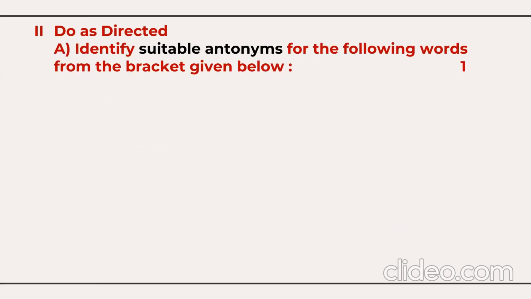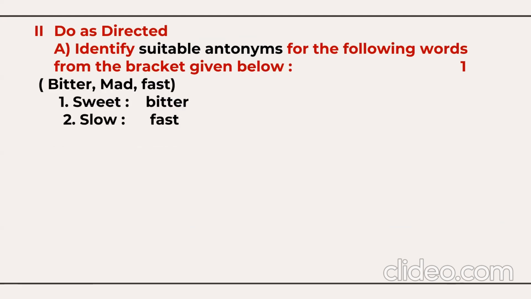Second question is here, do as directed. So you have some instructions, and based on the instructions, answer the questions. Number 1, you need to identify the suitable antonyms from the words in the bracket given below. Antonym means to say the opposite meaning. So in the bracket, you have here bitter, mad, or fast. So you need to find out what is the opposite of sweet. From this option, the opposite of sweet is bitter. The opposite of slow is fast. So here you are getting 1 mark.